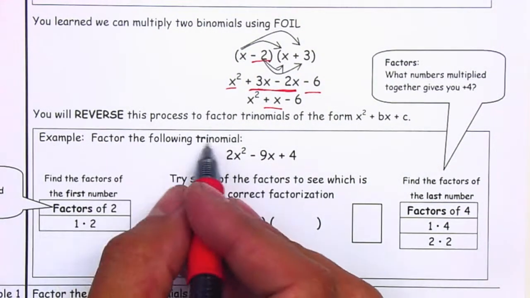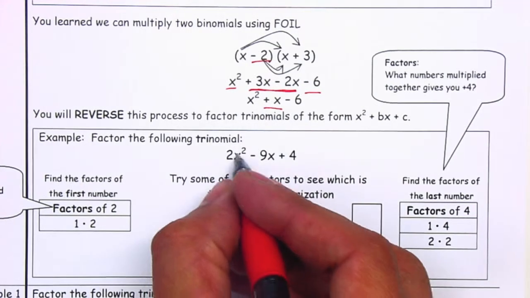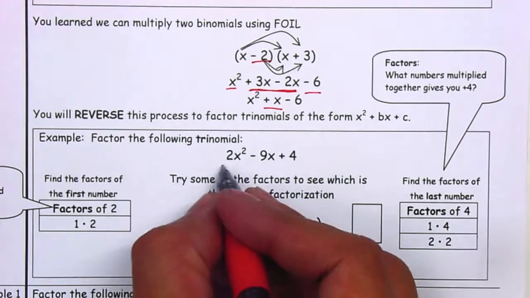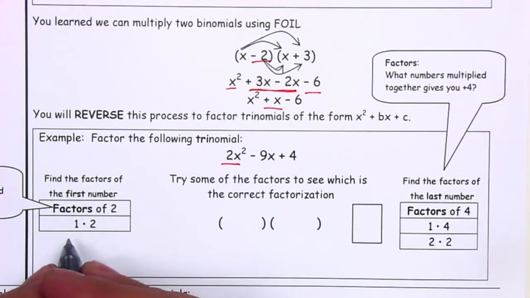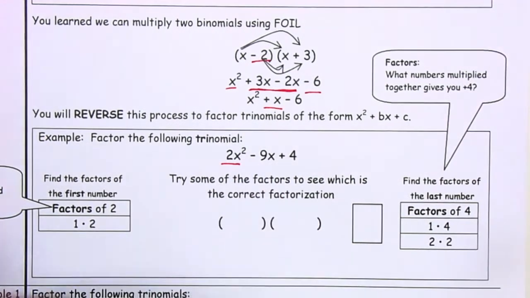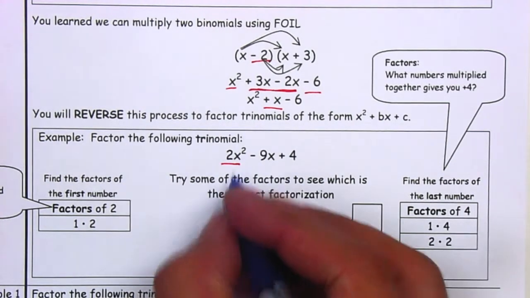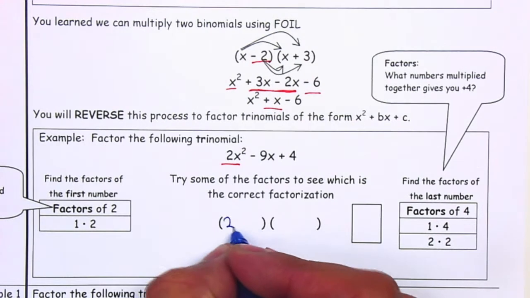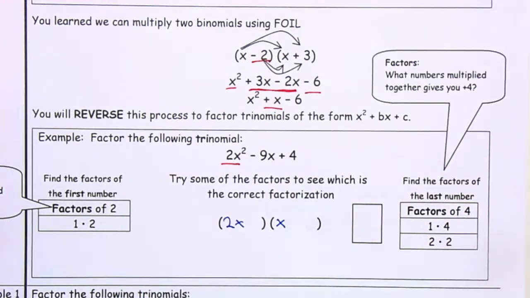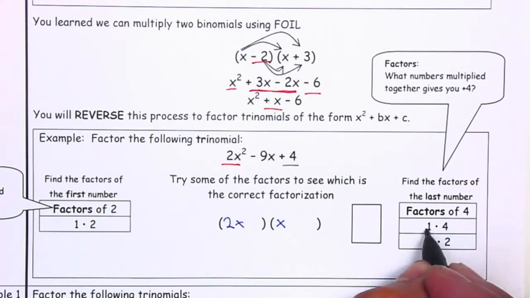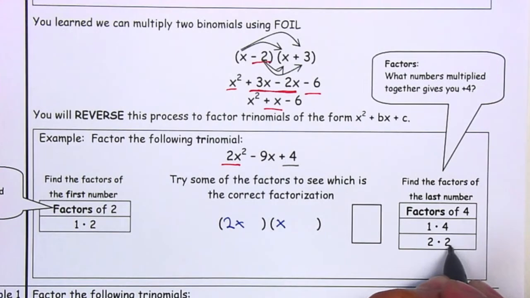Example: factor the following trinomial. Here we have 2x squared minus 9x plus 4. First, we need to be able to find the factors of 2x squared, which are x times 2x, or 2x times x. Now, we need to be able to find the factors of positive 4. So, factors of 4 are 1 times 4 and 2 times 2.